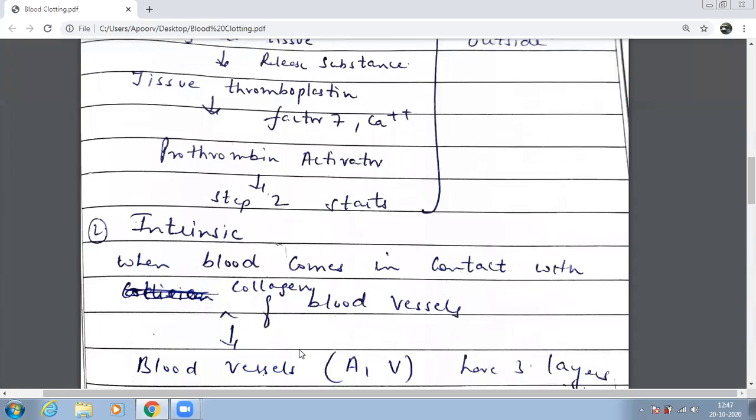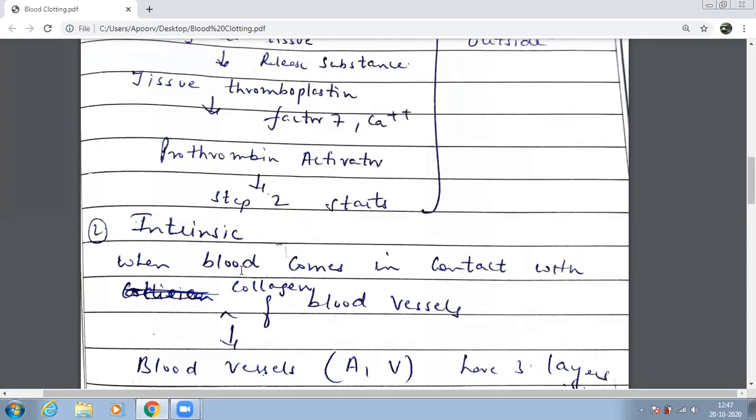Let's see what happens in intrinsic. When blood comes in contact with the collagen of blood vessels, here the blood is already flowing inside the body. And now this blood is coming in contact with the collagen of blood vessels. When I say blood vessels, children, I mean arteries and veins. When I say blood vessels, what do I mean?